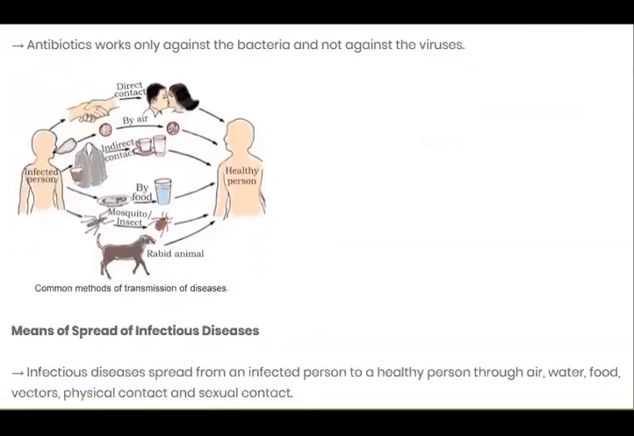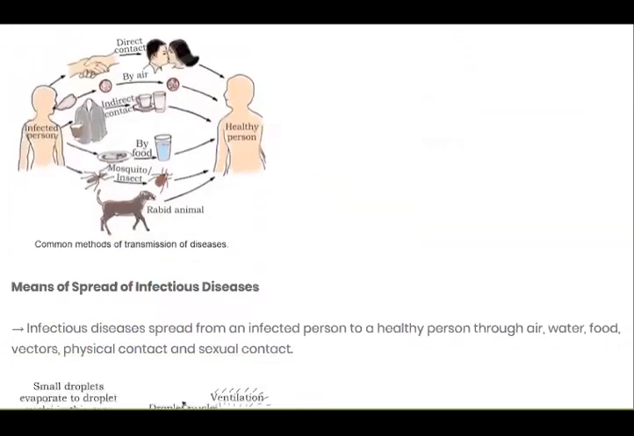Where you can see the common methods of transmission of diseases by an infected person to a healthy person through food, mosquito bite, or through a rabid dog, and by air, by direct contact, etc. The diseases are spread. Similarly, through indirect contact also, that means by using the things that are being used by an infected person, a healthy person may also get sick.